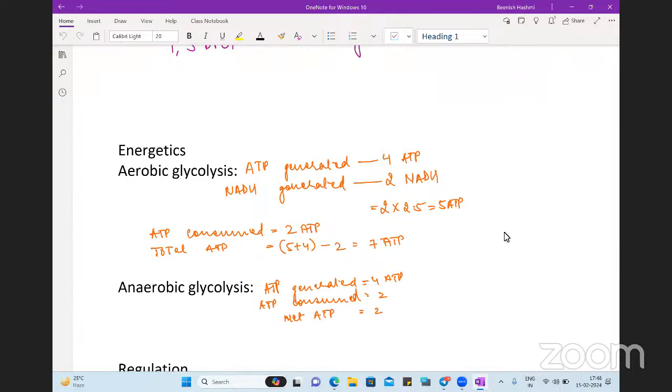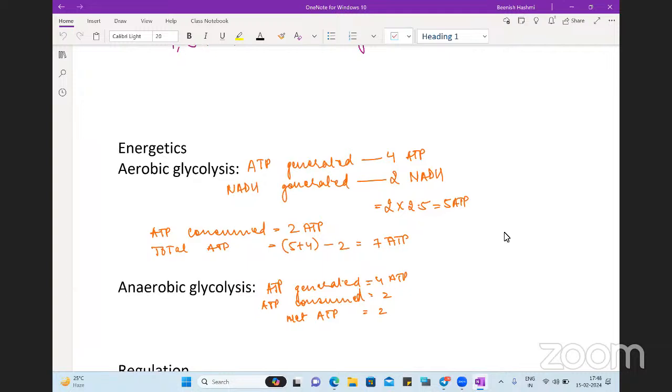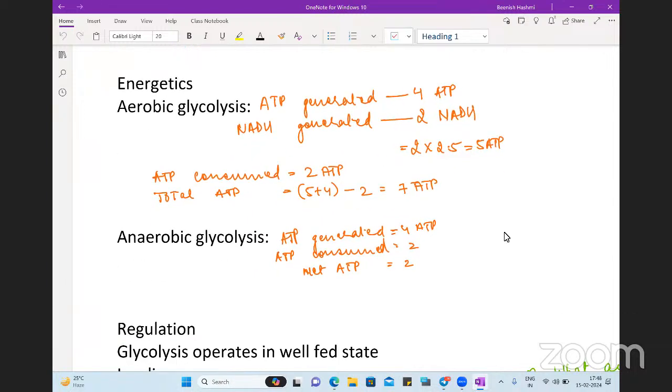Now moving on to the energetics. In aerobic glycolysis, 2 NADH were formed, so 5 ATP from there. And then from substrate level phosphorylation, we get 4 ATP. There were 2 steps giving substrate level phosphorylation, and we have to double everything, so 4 ATPs. So a total of 9 ATPs formed, and we had consumed 2 ATPs in 2 steps for phosphorylation, so you have to subtract that. So a net total of 7 ATPs is formed in aerobic glycolysis. Now in anaerobic glycolysis, you do not get the ATPs from NADH, so the net ATP formed is only 2.